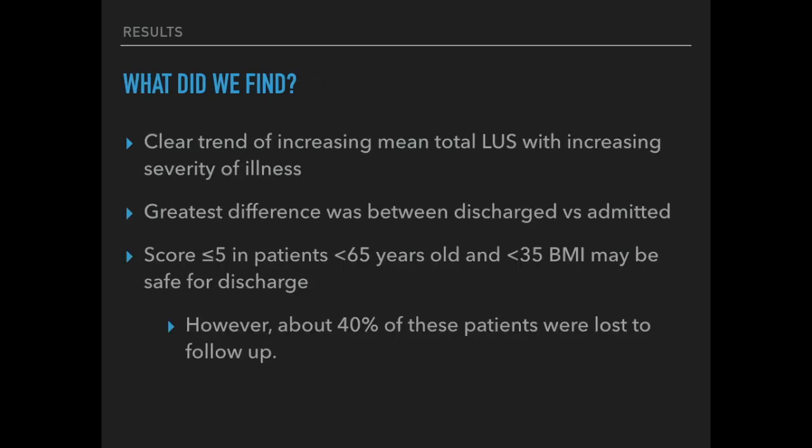So what we found was there's a clear trend of the mean total lung score increasing with severity of illness, especially when you look between the discharged patients and admitted, and the patients that were admitted and the patients that died. There's an interesting finding that a score of less than 5 in those patients under 65, BMI under 35, they could be safe for discharge.